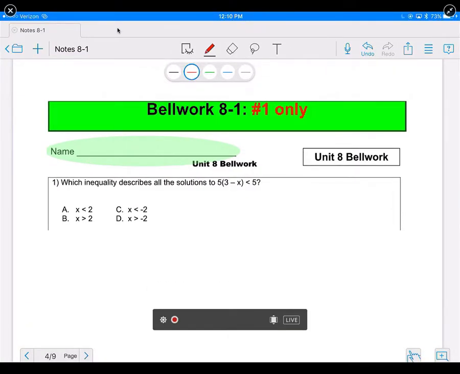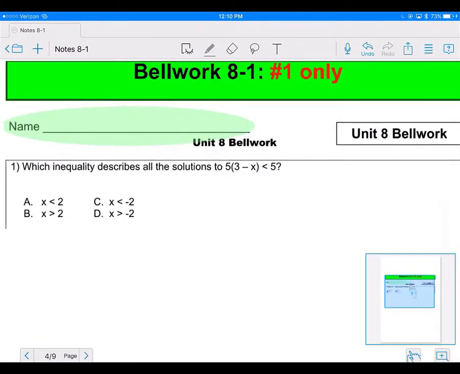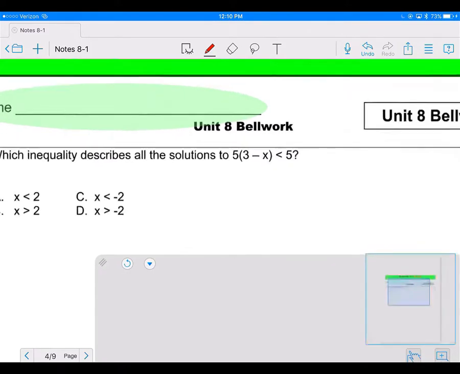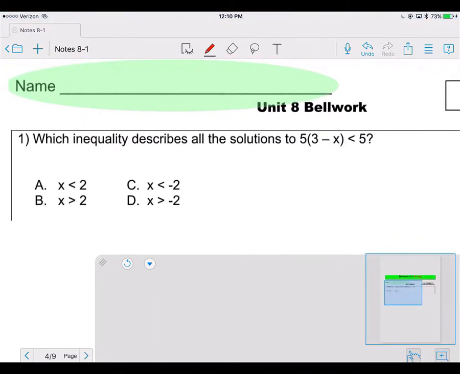This video is for Notes 8-1, starting with the bell work on the front page of your packet. For problem 1, they ask us which inequality describes all the solutions to 5(3 minus x) is less than 5. So the first thing I'm going to do is distribute.